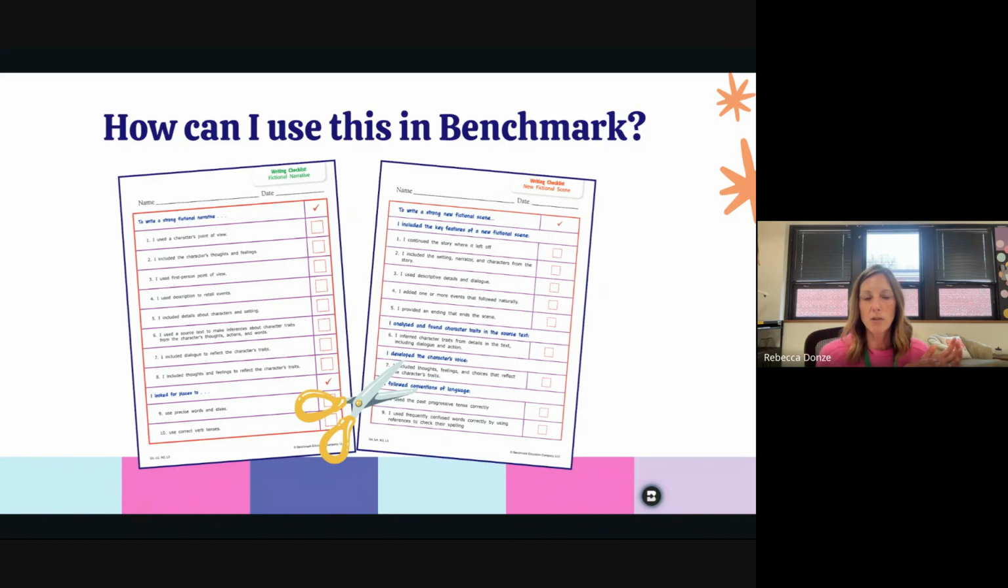I also want to give credit, this is from the Two Writing Teachers. They have a blog, and a link is on our slides, which you can access if you want to read more about how to organize this in your class.